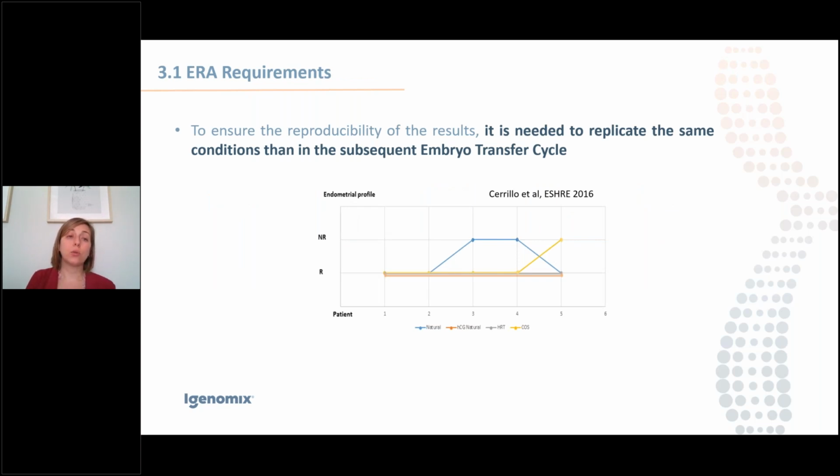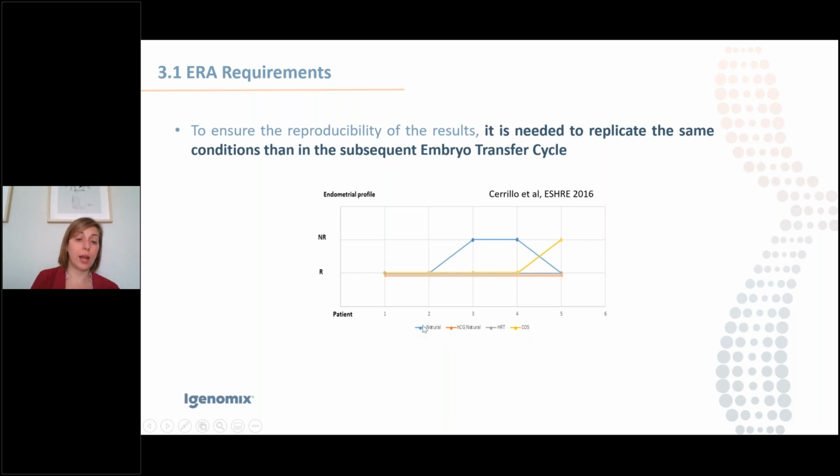But what are the requirements to be sure that we are doing the ERA test properly? First of all, we have to keep in mind that to ensure the reproducibility of the result, it is needed to replicate the same conditions as in the biopsy cycle. This is, if I collect the biopsy for ERA in an HRT cycle, the transfer also has to be done in an HRT cycle, because there are patients that can respond differently to different types of cycle. Here you can see a pilot study in which we analyzed 5 different patients that had 4 different ERAs collected at different types of cycle.